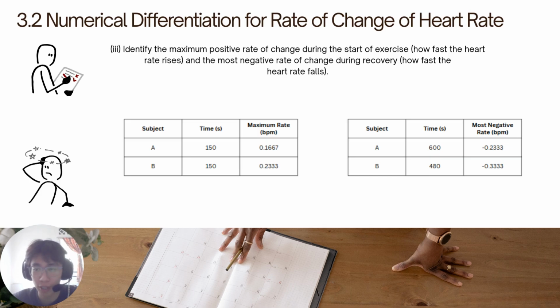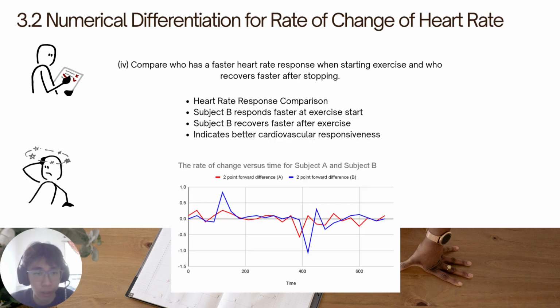Now for the most negative rate, subject A at 600 seconds, which is negative 0.233, and then subject B at 480 seconds, which is negative 0.3333. Next question, compare who has a faster heart rate response when starting exercise and who recovers faster after stopping.